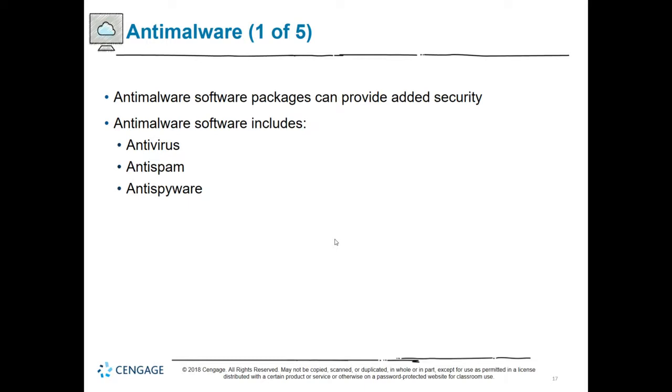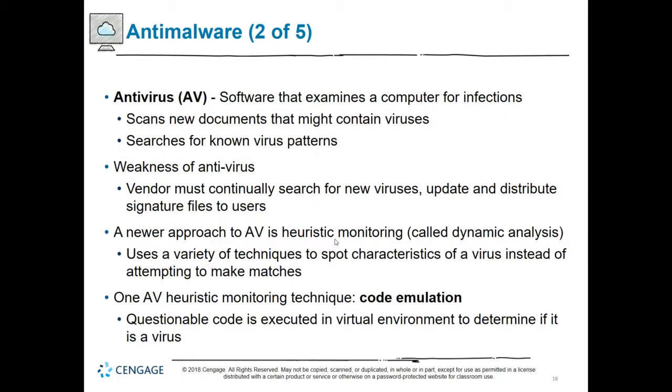Now, a couple other things we can install is anti-malware. These software packages can provide additional security. These packages include antivirus, anti-spam, and anti-spyware. When we talk about antivirus, this software will examine the computer for infections. This searches for known virus patterns.